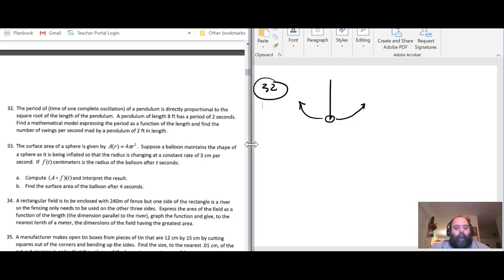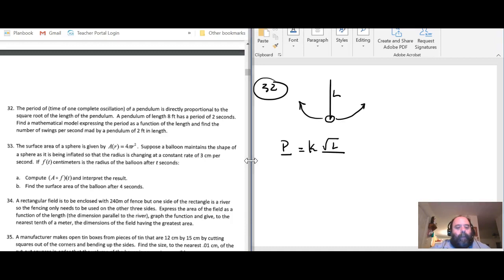And we get this word directly proportional. So that means something is equal to some constant times something else. All right. So the period, P, the length of time it takes to complete one complete swing, is directly proportional to some constant times the square root of the length, right? So period, the amount of time it takes to make one complete swing, is constant times the square root of the length.